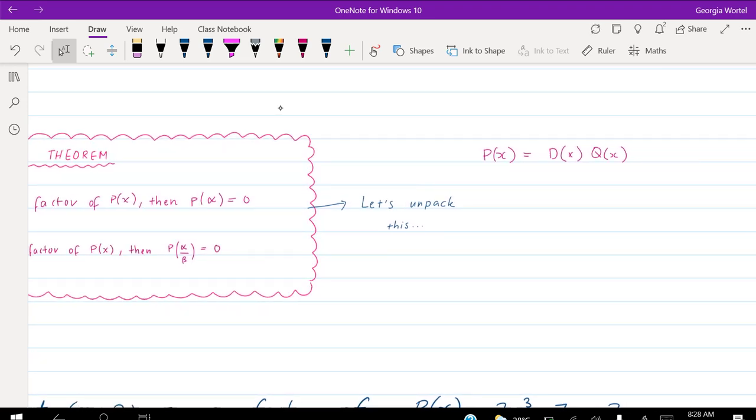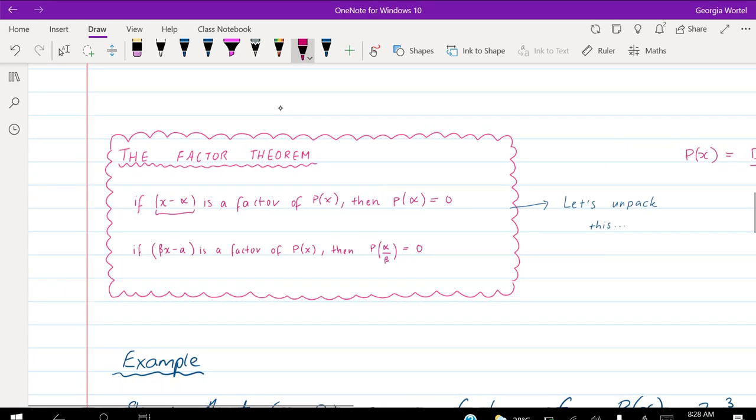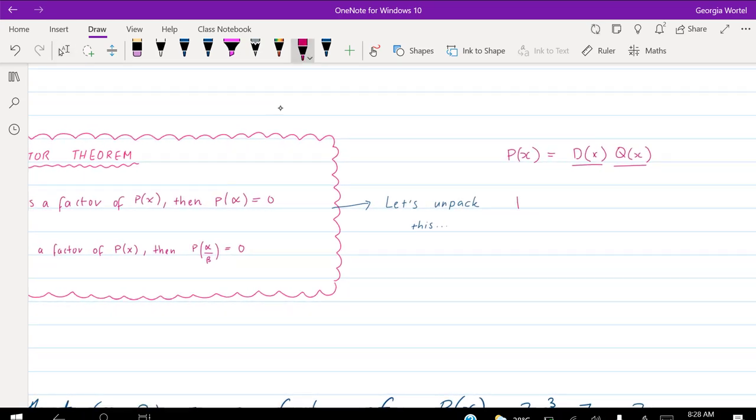Okay, and it's saying x minus alpha is a factor. So we know that one of these things, the divisor or the quotient, is x minus alpha. So let's say p of x is equal to x minus alpha times q of x. We don't know what our quotient q of x is, but it doesn't really matter because the next part of the theorem states that if x minus alpha is a factor, then when we sub alpha into our polynomial, we should get 0. So let's have a try.